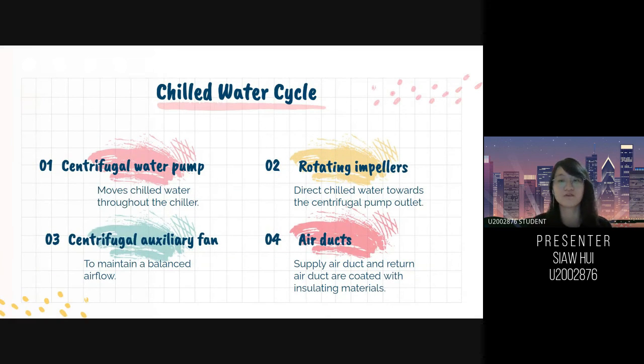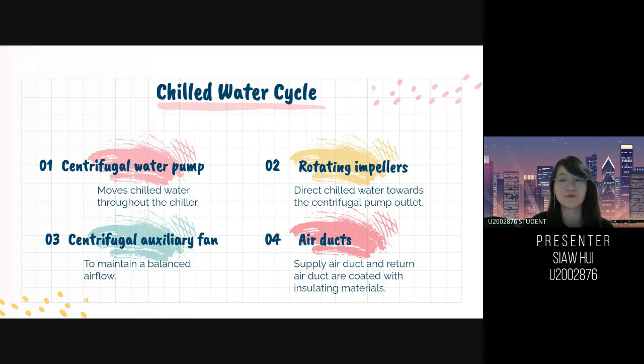Another key component of the chill water cycle is the water pump. The type of pump used in this system is a centrifugal water pump. The centrifugal water pump moves chill water by transferring energy from the rotating impellers. Rotating impellers create a lower pressure area in which chill water can be directed towards the pump outlet and cast out by centrifugal force. The airflow system operates using a centrifugal auxiliary fan to maintain a balanced airflow in the HVAC system.